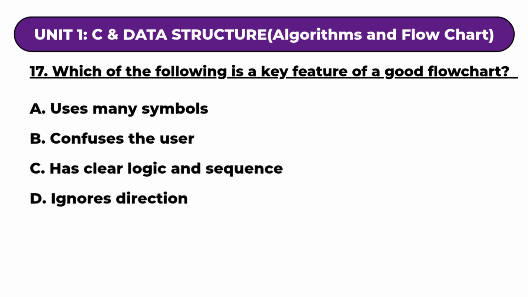Which of the following is a key feature of a good flowchart? A, uses many symbols. B, confuses the user. C, has clear logic and sequence. D, ignores direction. Correct answer? C, has clear logic and sequence.